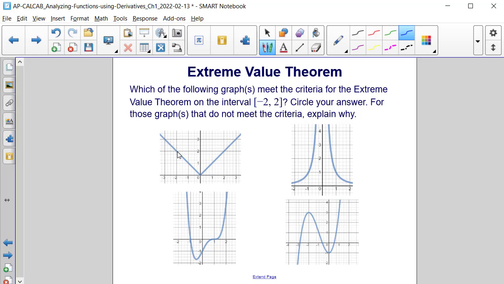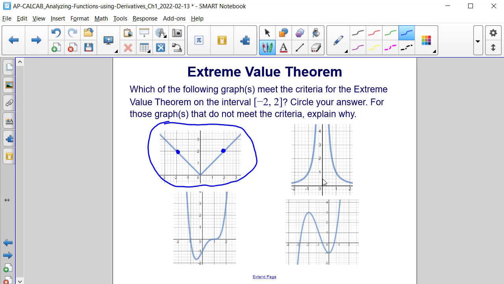So for this absolute value function, we are evaluating it from -2 to 2. And we can clearly see that the absolute value function is continuous within this interval. Therefore, f of x must attain an absolute max and min on that interval. We'll definitely see the absolute min right here. And then the absolute maximum values will probably be occurring at the endpoints. So this one definitely meets the criteria.